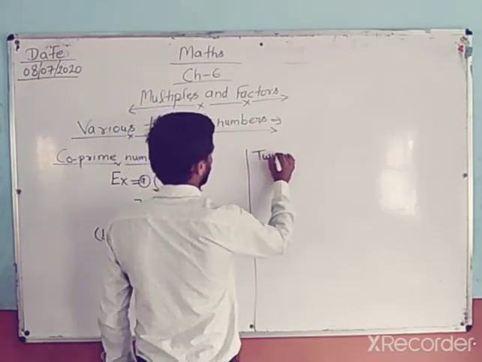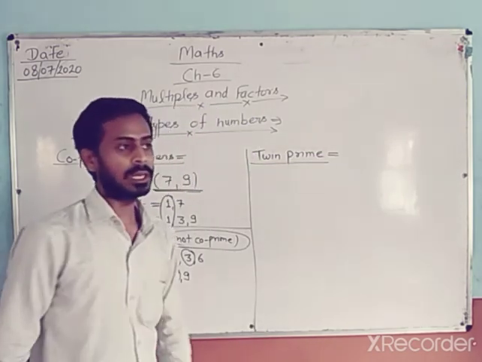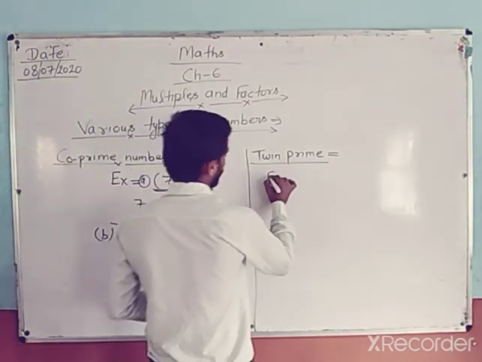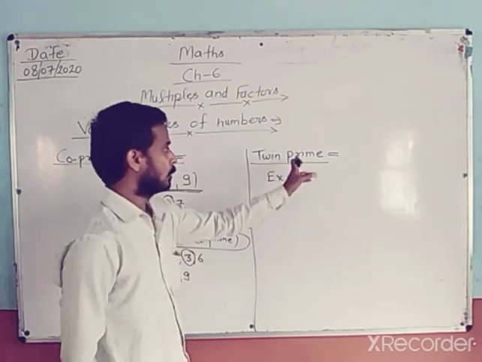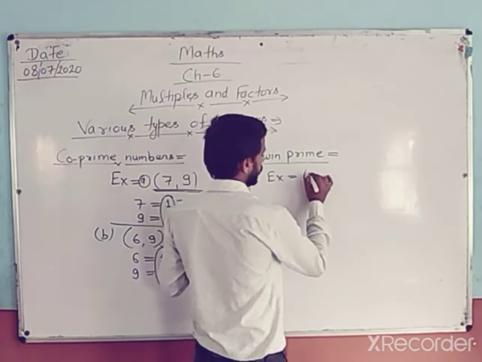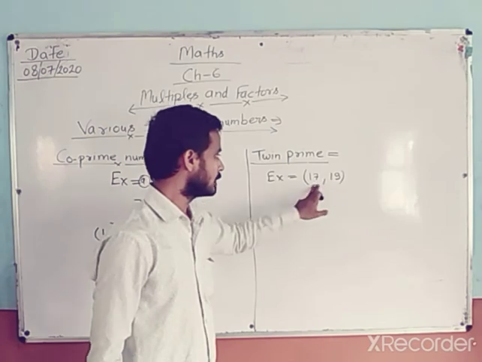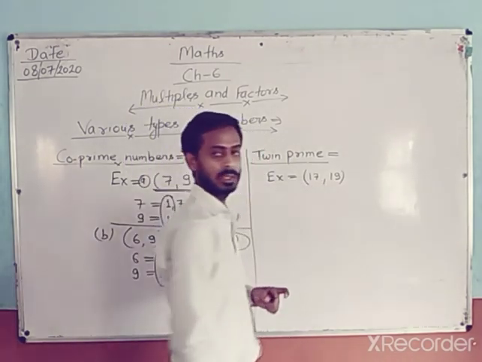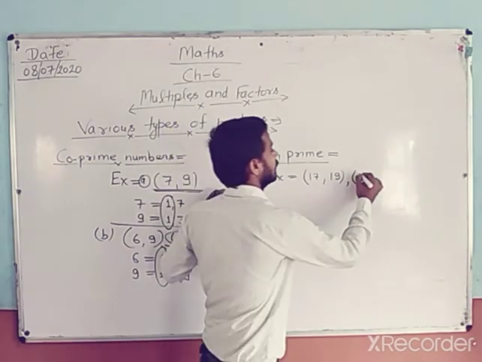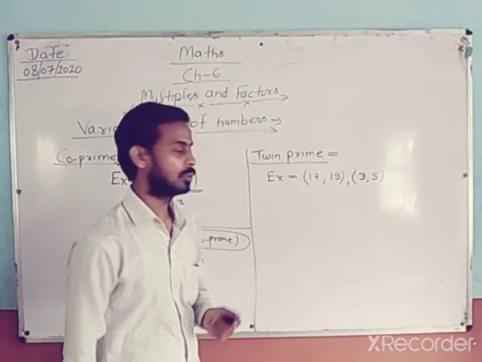Now, next, twin prime. Two numbers are said to be twin primes if the difference is 2. See the example. We will take prime numbers only. Like 17 is prime and 19 is prime. So you can see the difference between 19 and 17 is 2. So they are twin primes. You can take an example like 3 and 5. 5 minus 3 is 2.